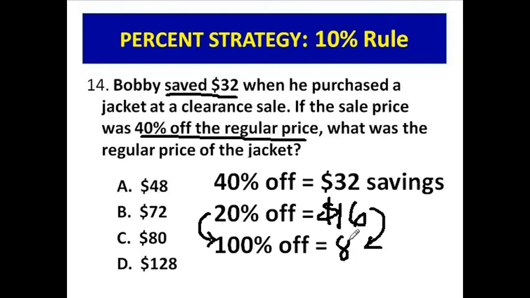If I were you, I'd go back and set up a percent proportion. 32 would go in the numerator, and you'll be solving for the whole price of the jacket, which is X in the denominator. Go back and check that and see if you don't get $80 for the price of that jacket.